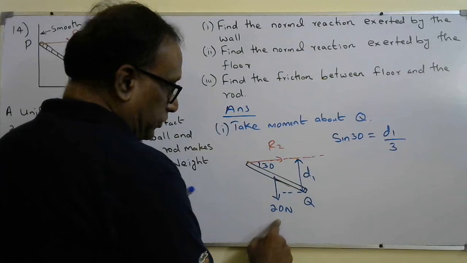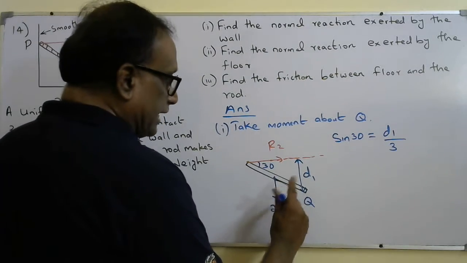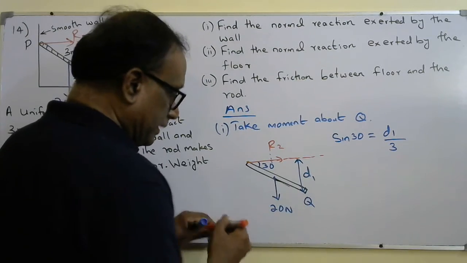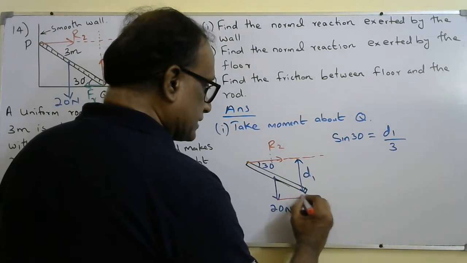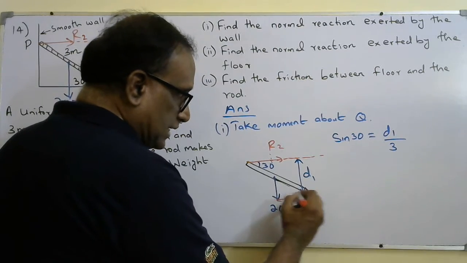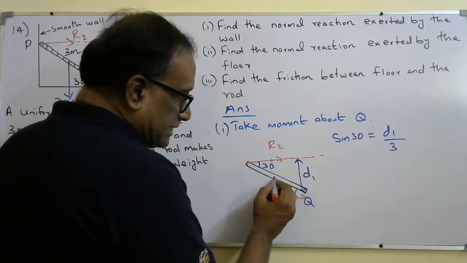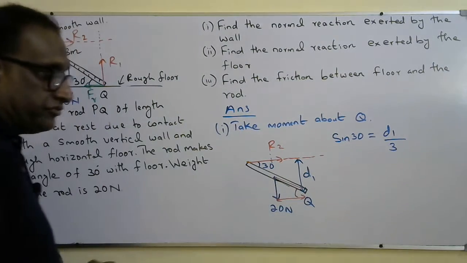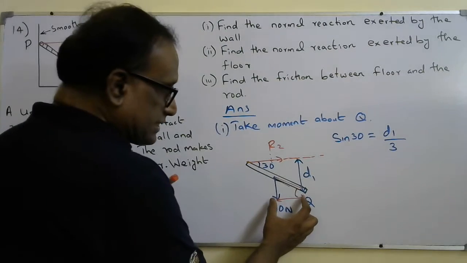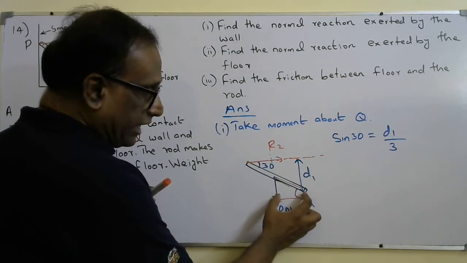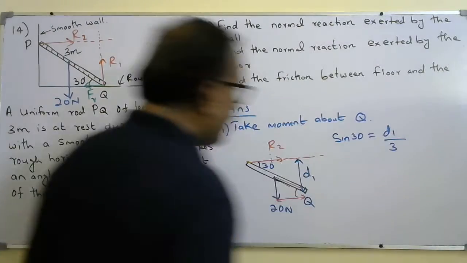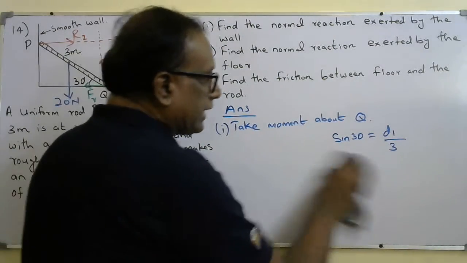Same way, for 20 Newton, what's the perpendicular distance I need to consider? This is the line of action of 20 Newton. From Q, the perpendicular distance will be this one. This is 30 degrees. This length is 1.5 because it's a uniform rod, weight is acting at the center. So I need to find this length. How much will it be? 1.5 cos 30. Simple.